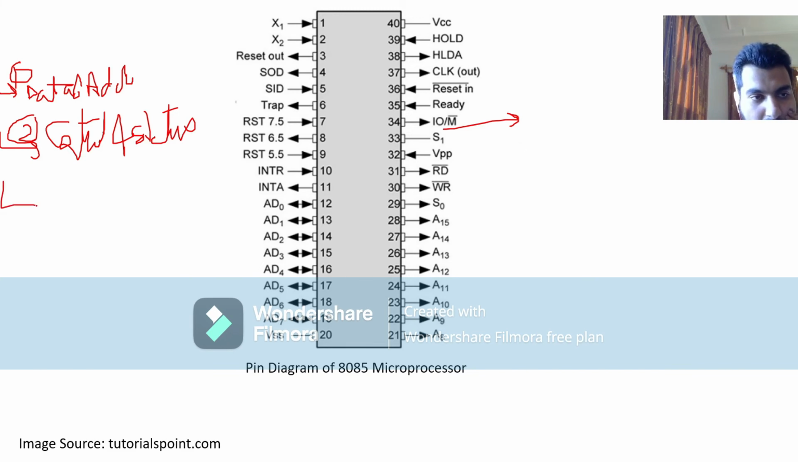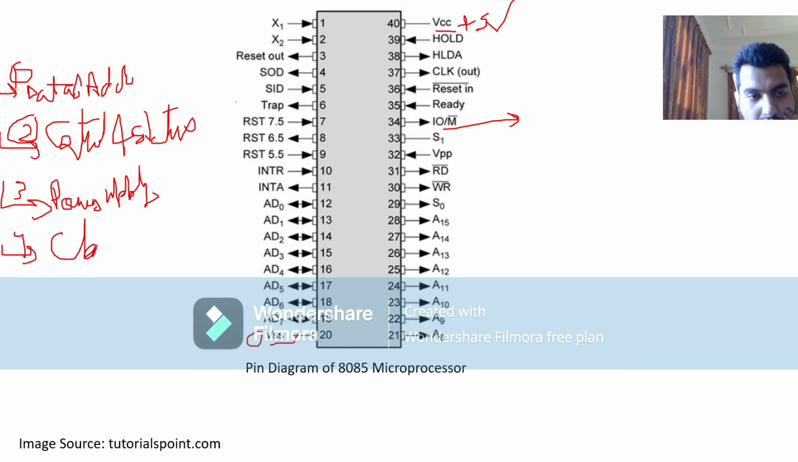Then number three is our power supply. These are the two signals, VSS and VCC. VCC indicates plus 5-volt power supply and VSS indicates ground. Then our number 4 segment is clock. We have three clock signals, X1, X2 and clock out. X1 and X2 are used to set the frequency of the internal registers. And this clock out is used as a system clock for devices connected with the microprocessor.